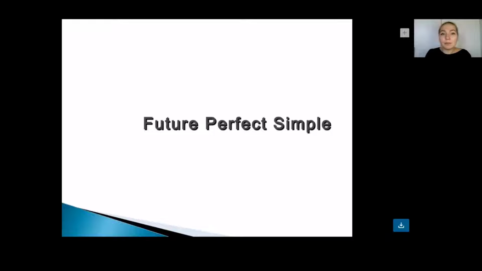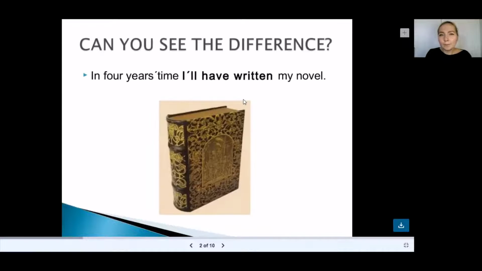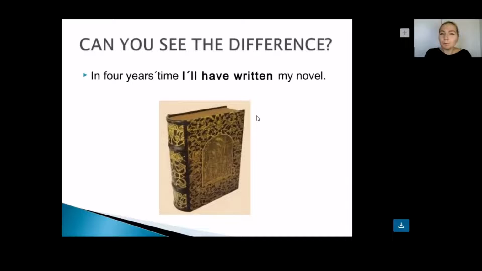We'll start out with the future perfect tense. This tense can be used when you want to stress the completed action, but in the future. So in this case, we use future perfect. Basically, the main adverb in this case would be by.